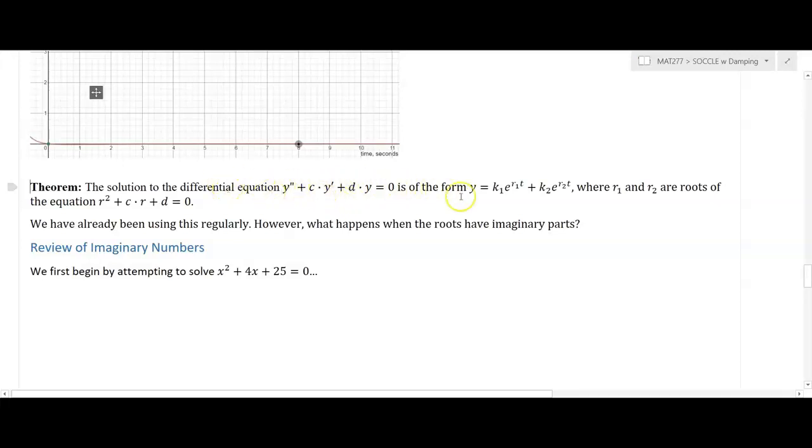One thing that we're speculating here is that the solution is going to have this form, k1 e to the r1 t plus k2 e to the r2 t. That's been our observation in the last two examples. Now what are r1 and r2? Those are roots of the equation r squared plus c times r plus d equals 0. We have that observation now that the coefficients of y double prime, y prime, and y are going to be the coefficients of r squared, r, and the constant term. Once we solve that, we have our values of r1 and r2 that satisfy the solution, and then we can solve for k1 and k2 using initial conditions.